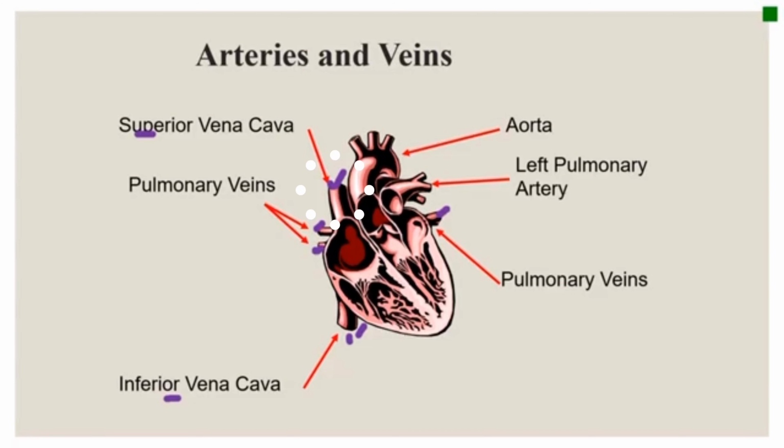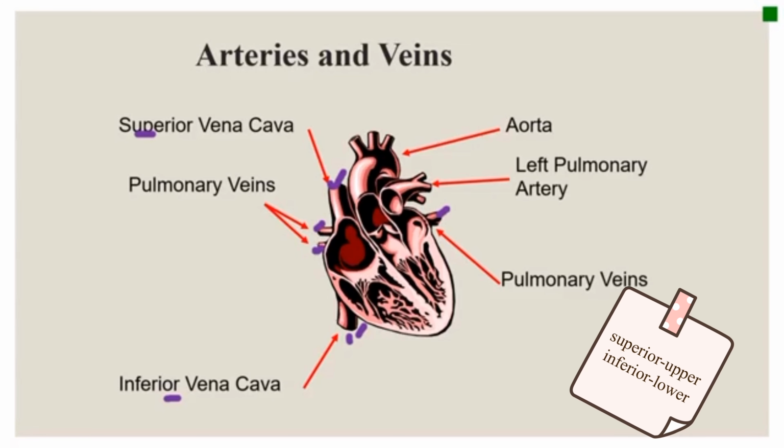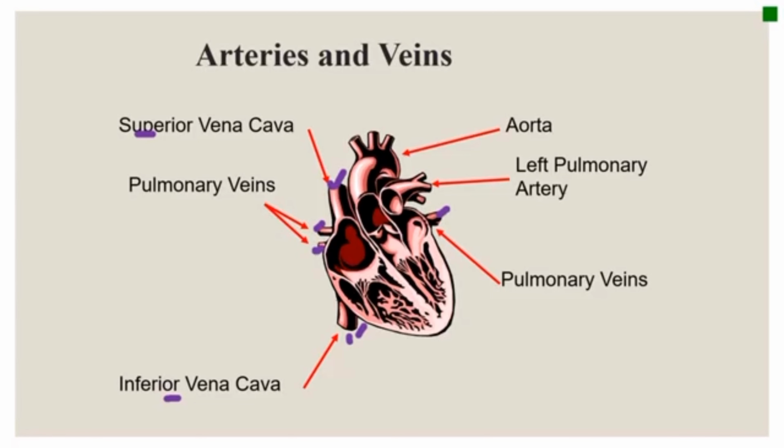So we have here the superior vena cava. Here on top, we also have the pulmonary veins. They are here. We also have the inferior vena cava. So superior means on the upper, up. Inferior means the lower. We also have the aorta, which is an artery, and the left pulmonary artery. So these are the arteries and veins in the heart, whose functions we're going to find out later on.